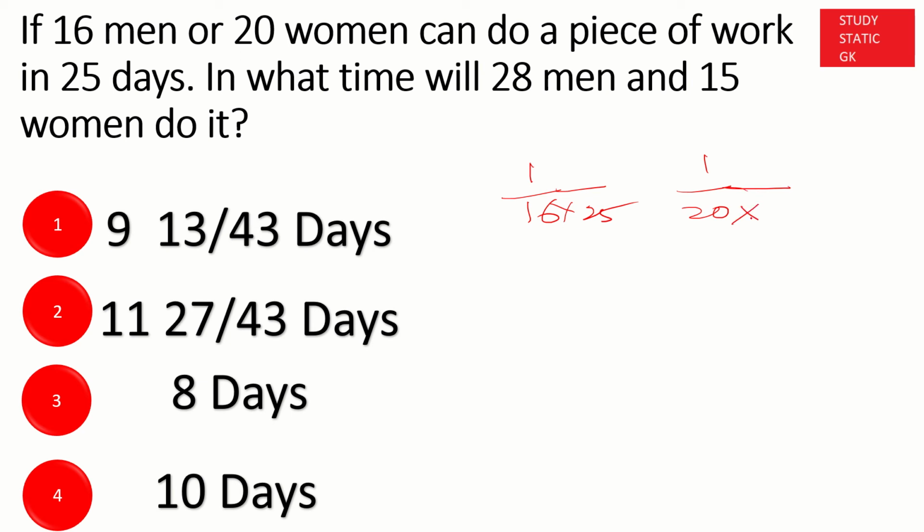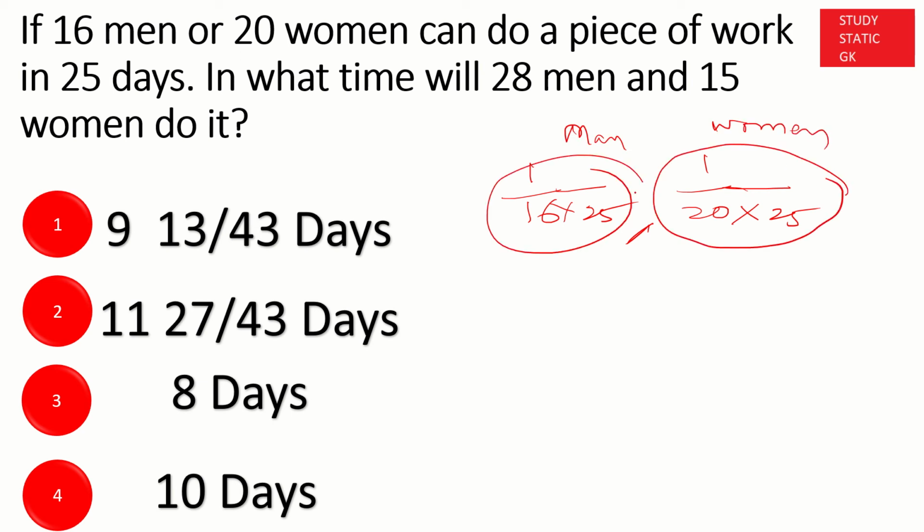This is per day, right? This is 1 by 20 into 20 women, right? Again per day, 25 days. Total in 25 days, 16 men complete a work. So that means the work of the 16 men per day is 1 by 25. Work of 1 man is 1 by 25 into 16. This is man, this is woman. So man's 1 day work, woman's 1 day work.